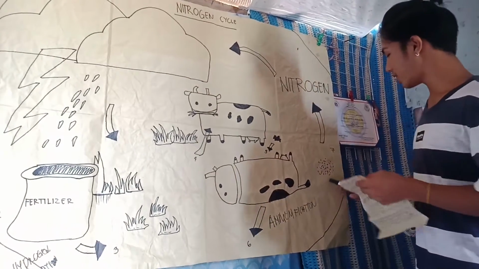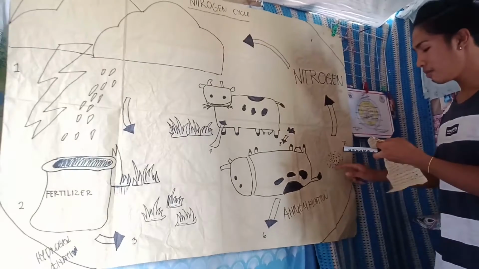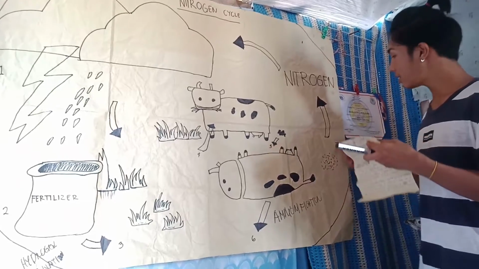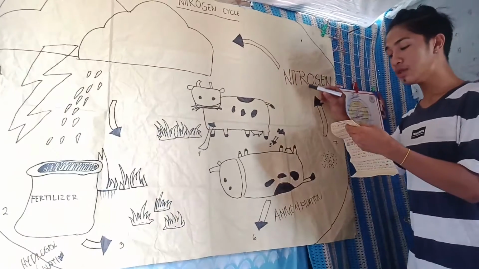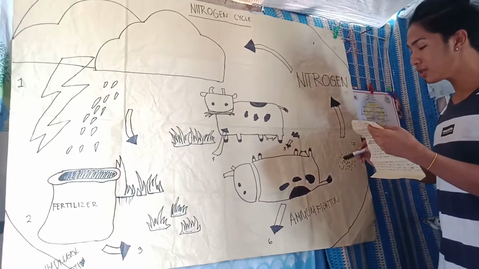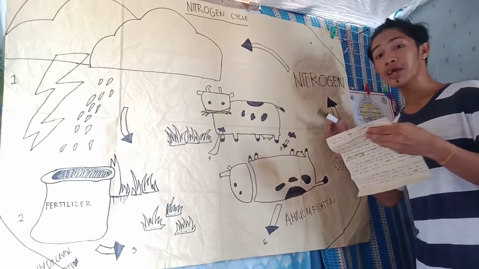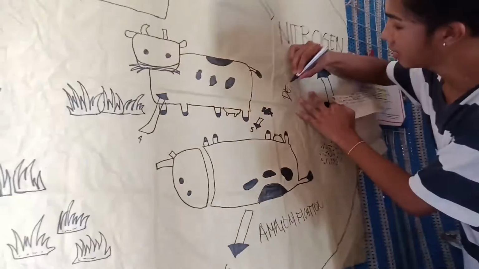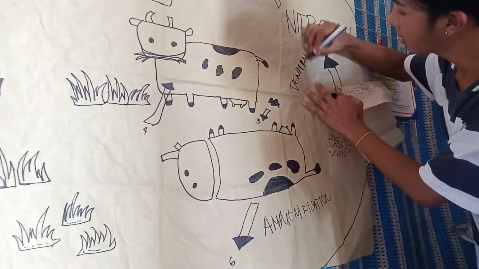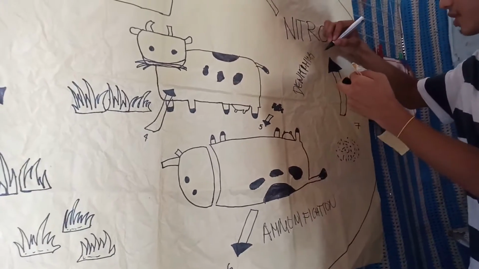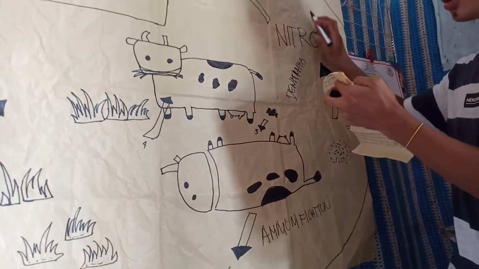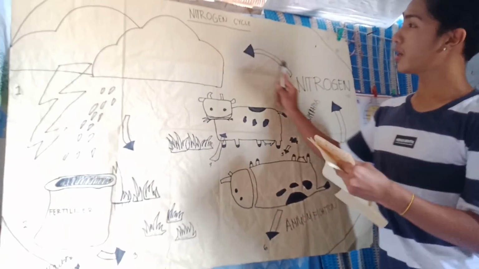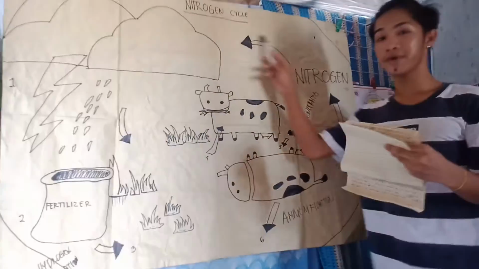The last step is the bacteria. Bacteria in the soil break down the nitrogen compounds and release the nitrogen into the atmosphere, in a process called denitrification. The nitrogen returns to the atmosphere, and after that the cycle starts all over again.